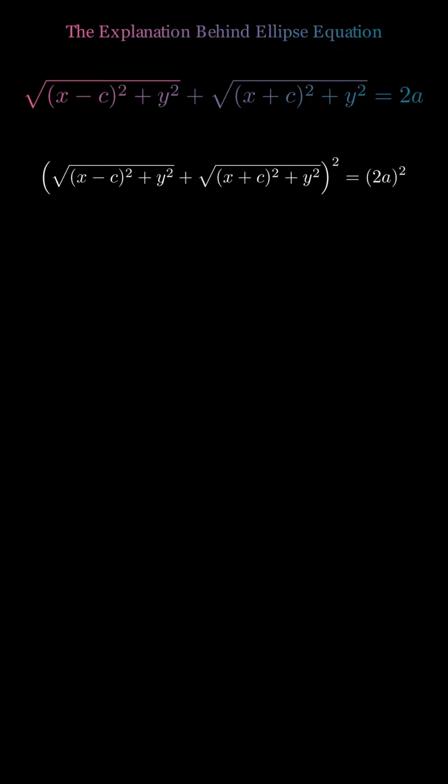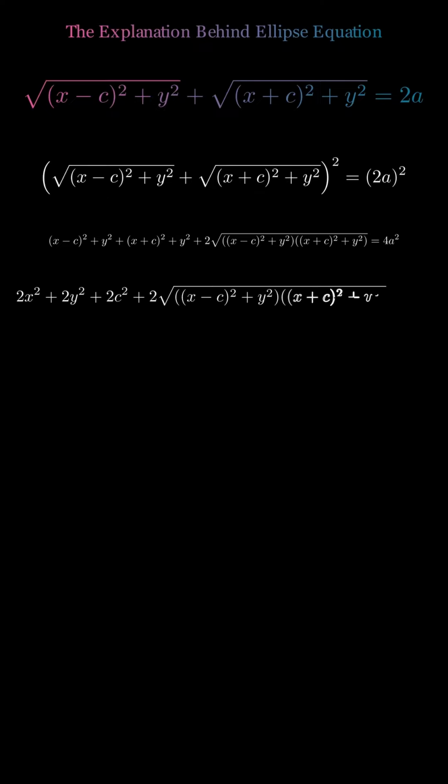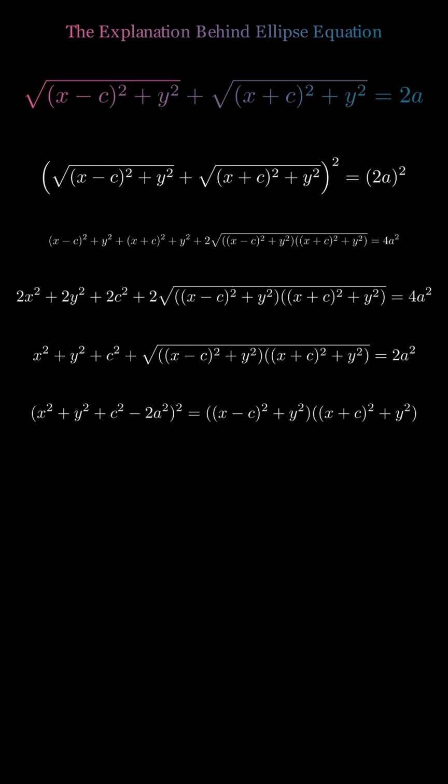To simplify this equation, we square both sides, expand, simplify terms, divide, and then square again. We continue with some algebraic manipulations to isolate terms. You can pause the video here and work through these steps carefully by yourself.